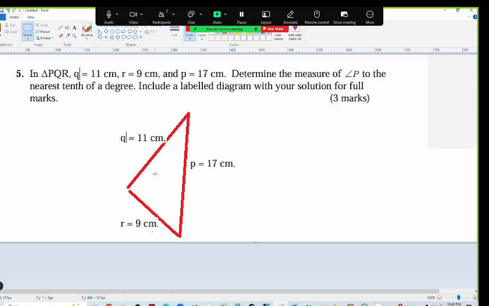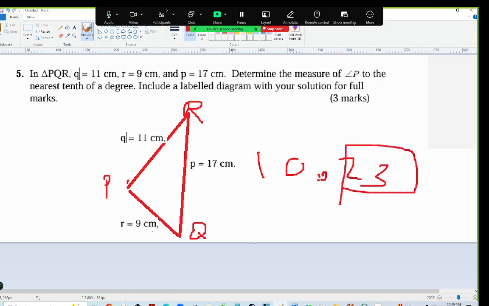Those little letters also tell you the angles on the opposite side. So the corners are big P, big R, and finally big Q. They want to know: determine the measure of angle P to the nearest tenth of a degree. Nearest tenth is the first decimal, like 10.2. Sorry, 10.23 would be the nearest hundredth.